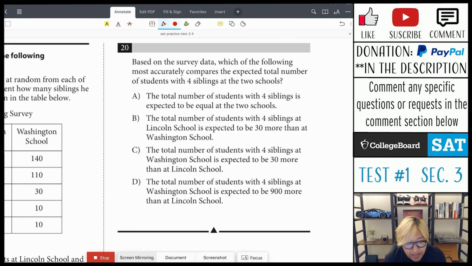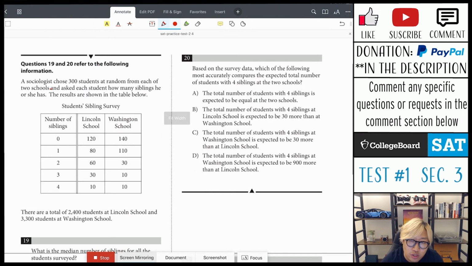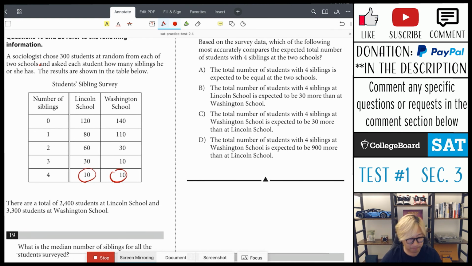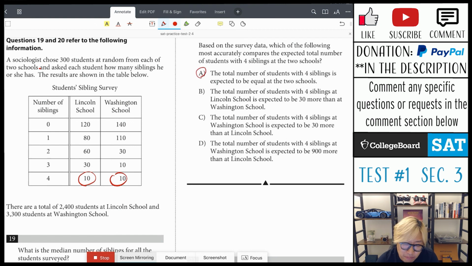Number 20, based on the survey data, which of the following most accurately compares the expected total number of students with 4 siblings at the 2 schools? Now, I want you guys to notice, we are on section 4, question number 20. Do you really think, looking at this 10 and 10, they're going to be the same? Absolutely, probably not. There must be a trap to it. That's way too easy to be true, isn't it? So if anybody ever circled A, you better know how to play this game better than that, right? It's probably the first choice I might want to get rid of.